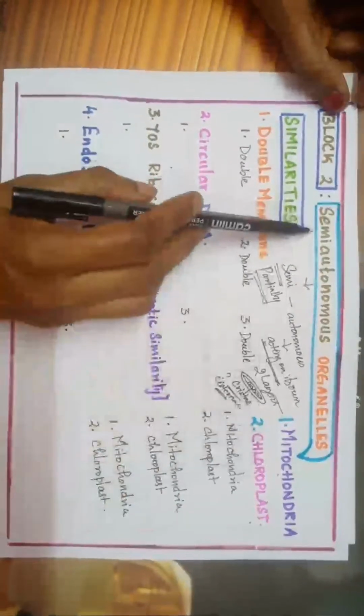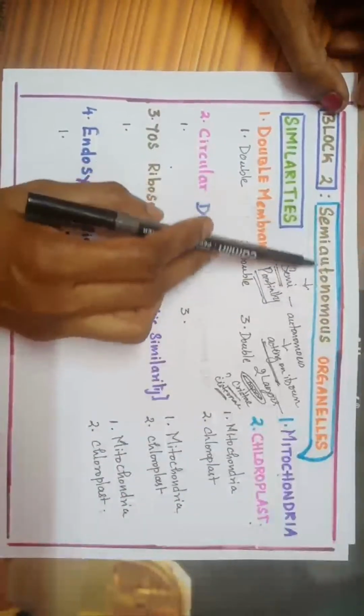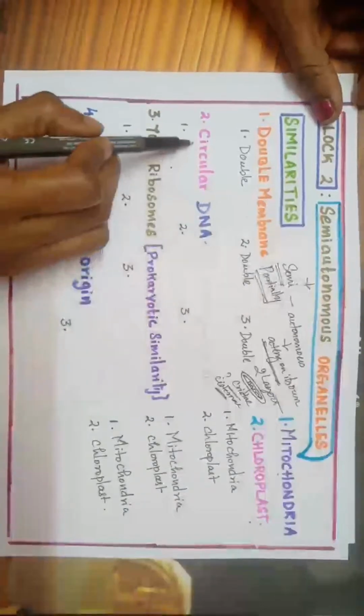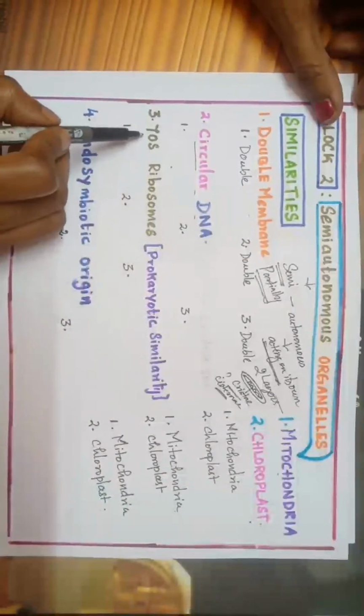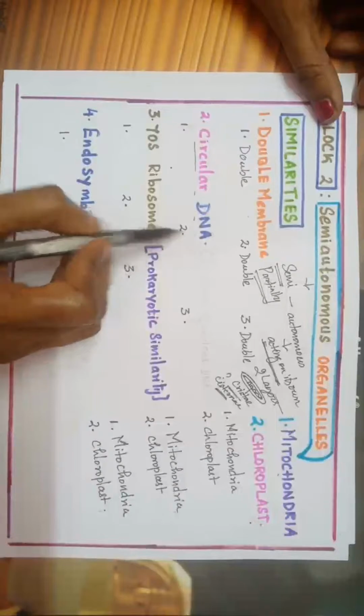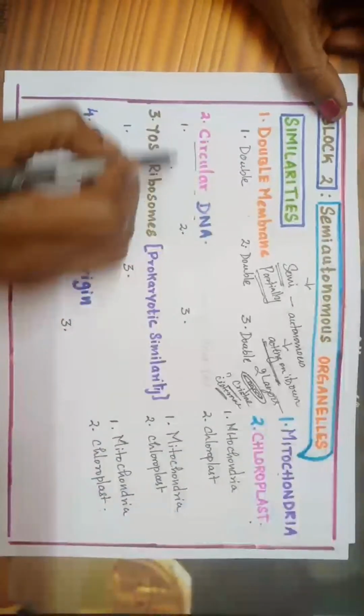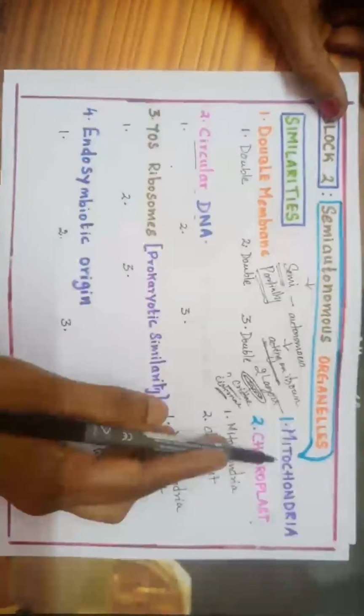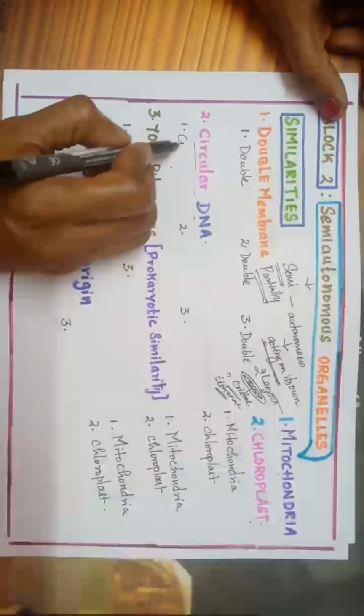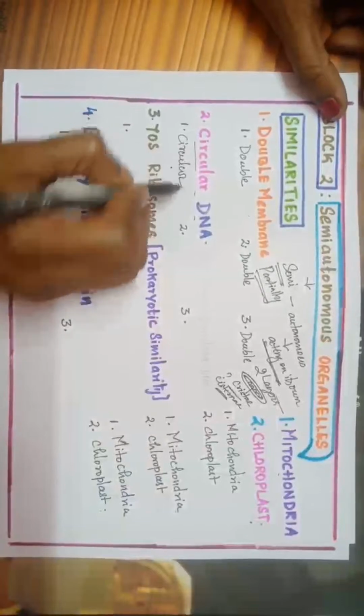Now we saw the reason why they are called semi-autonomous organelles. They have their own circular DNA and 70S ribosomes. Only because of this can they take care of themselves. So what is the type of DNA present inside mitochondria and chloroplast? It is circular DNA.